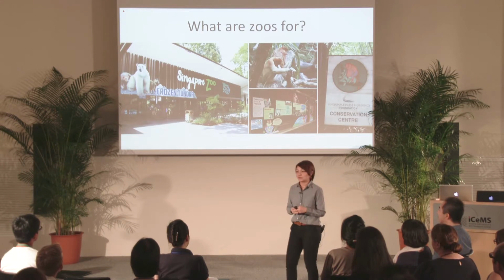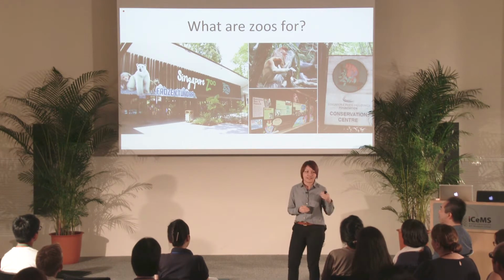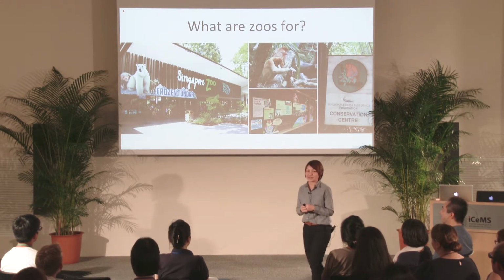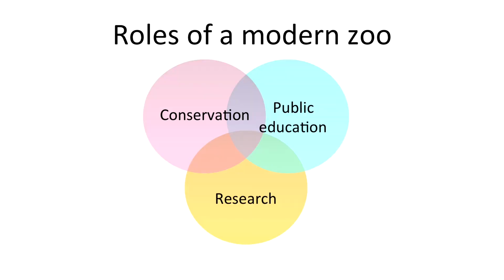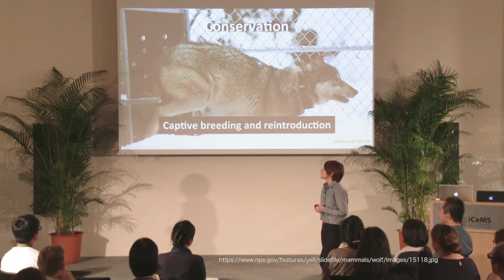So, have you ever been to a zoo? If you have, have you ever wondered why we have zoos? And also, what is the role of a modern zoo? Actually, a modern zoo has three aims. First is to promote conservation, and also public education and research.